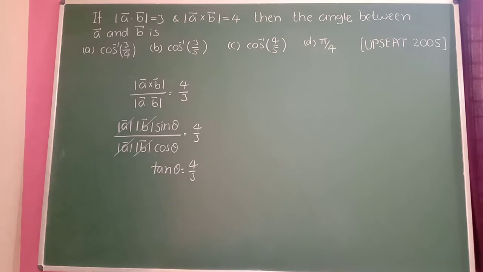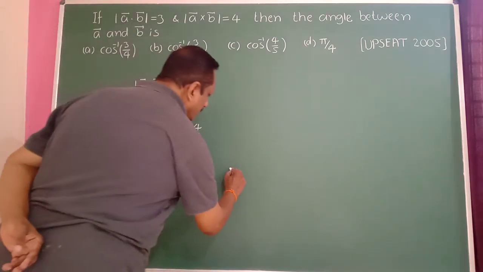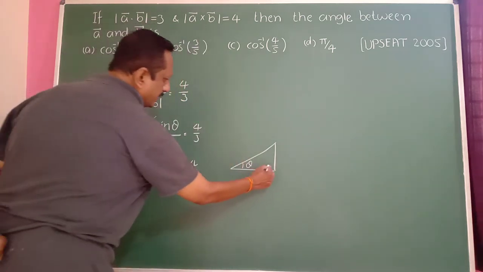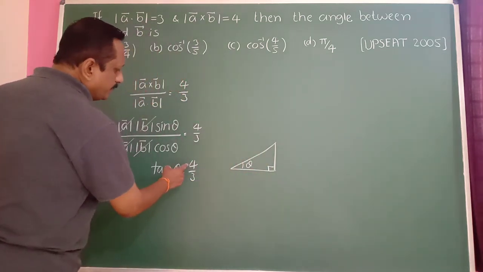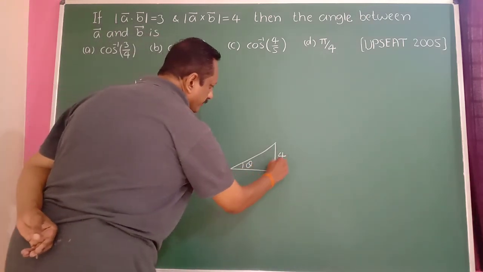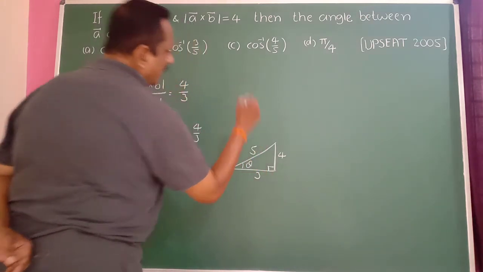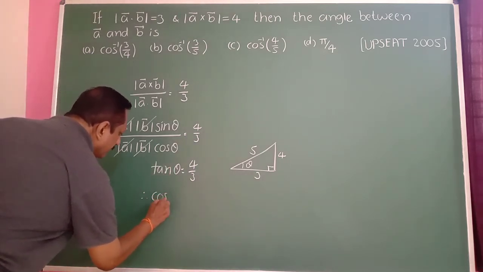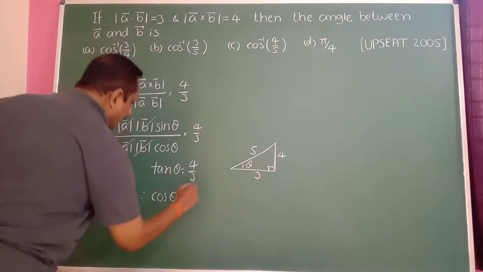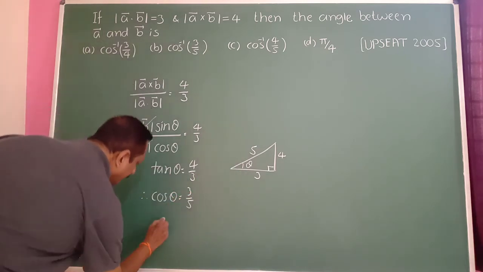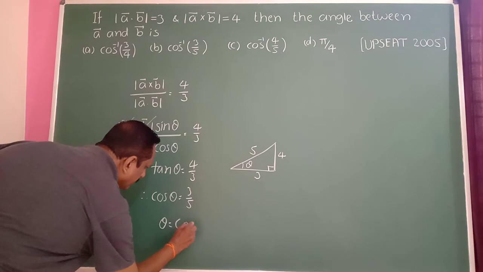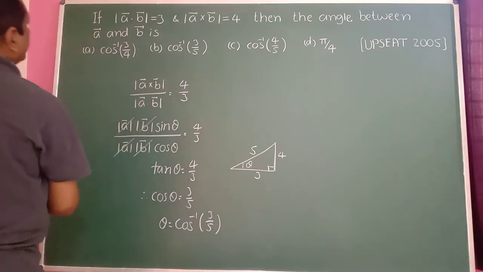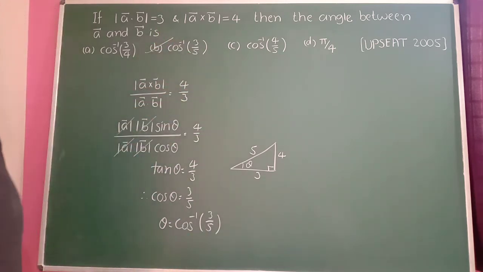Tan theta is equal to 4 divided by 3. Here the answer is in terms of cos. Hence if you draw the triangle with this angle theta and this right angle, then tan is opposite divided by adjacent side, 4 and 3, then obviously hypotenuse is 5. Therefore from that triangle, cos theta is 3 by 5. Therefore theta is equal to cos inverse of 3 by 5. B is the answer.